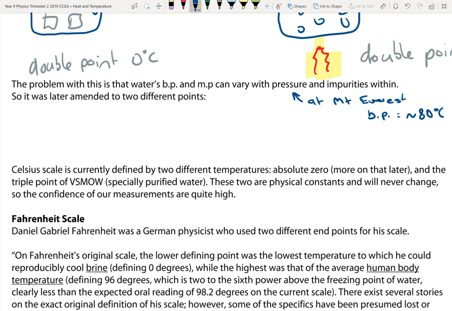We need to find some fixed points. They were later amended to these fixed points. Can anyone recall what they were? Because I think some of you mentioned them. Yep. Absolute zero. We will discuss what absolute zero is in today's lesson.